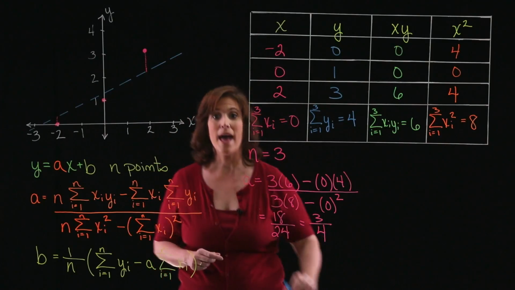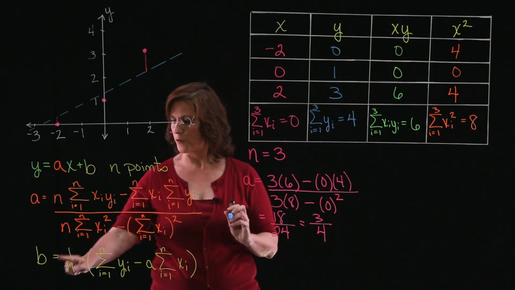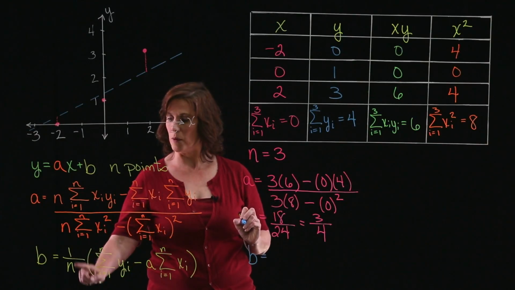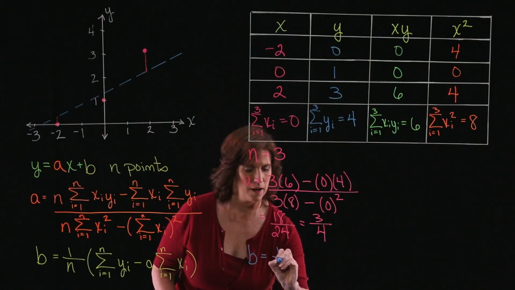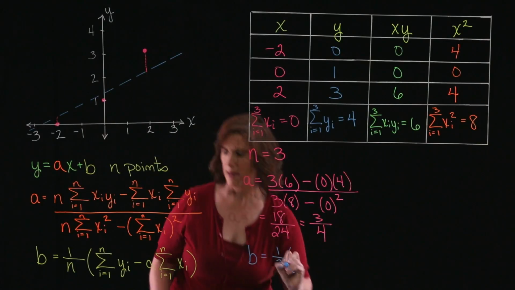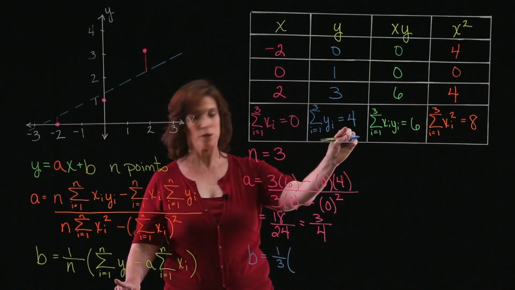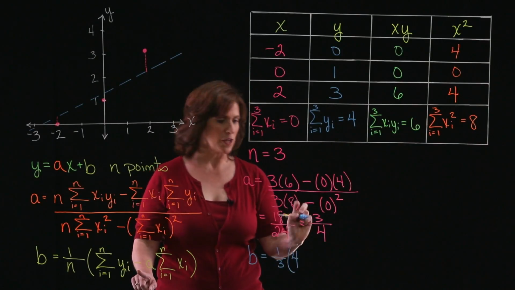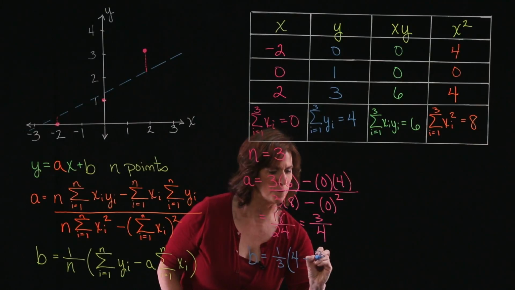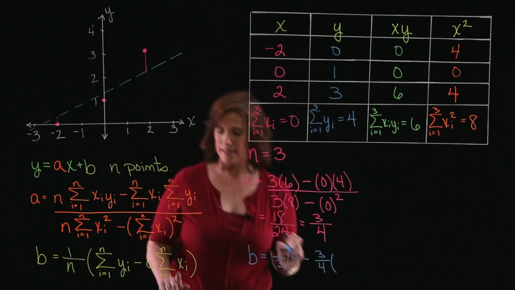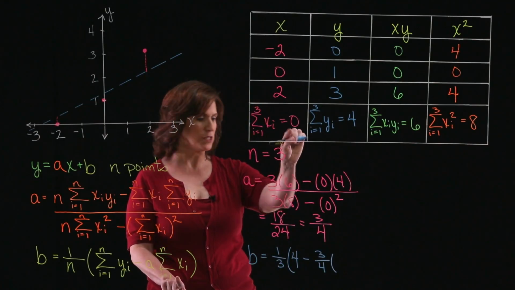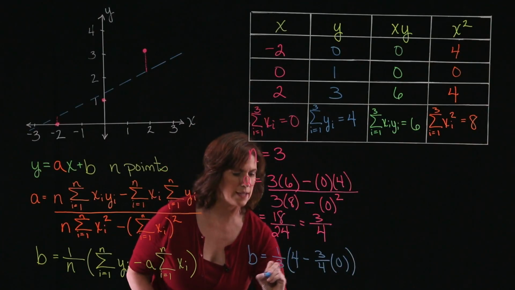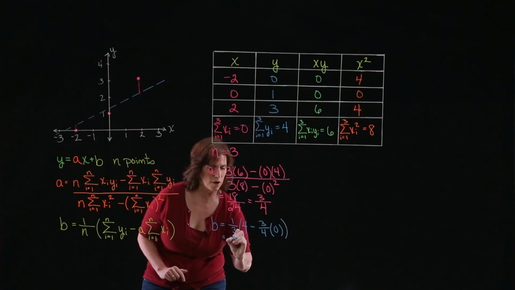Okay, now let's go ahead and get the y-intercept. So for the y-intercept, the b term is going to be 1/3 times, this is the sum of my y terms, which I know is 4, minus a, which I've already calculated to be 3/4, times the sum of my x terms, which is 0.